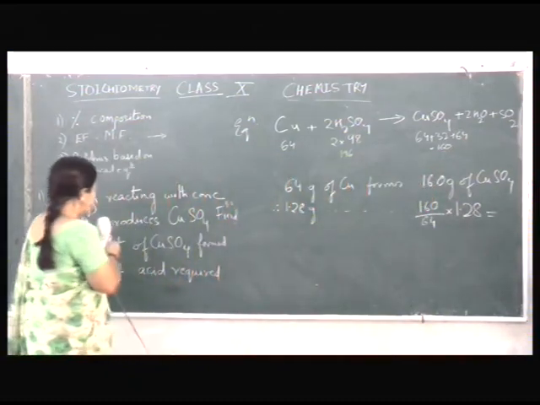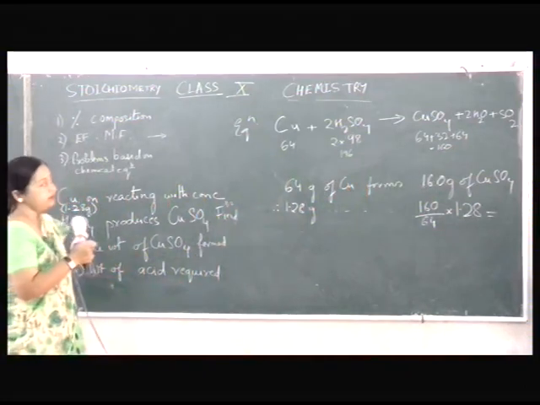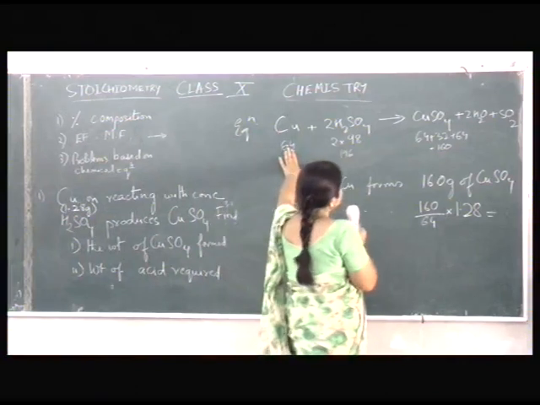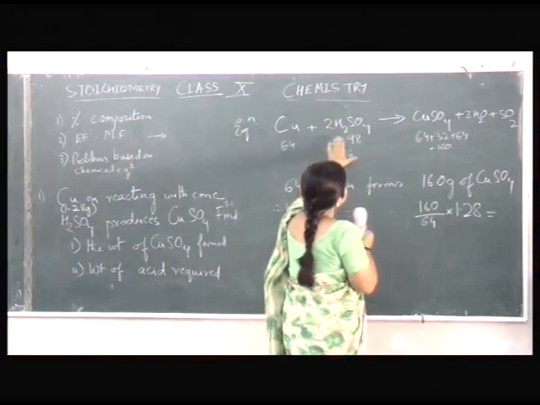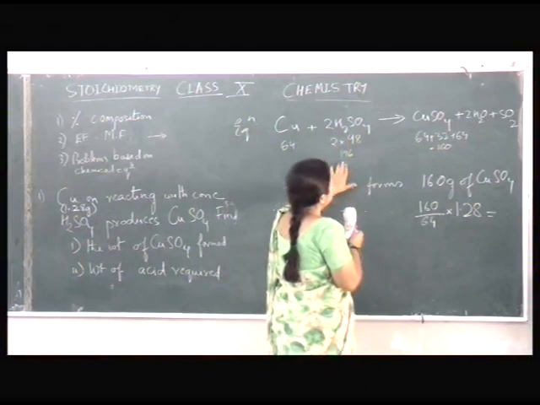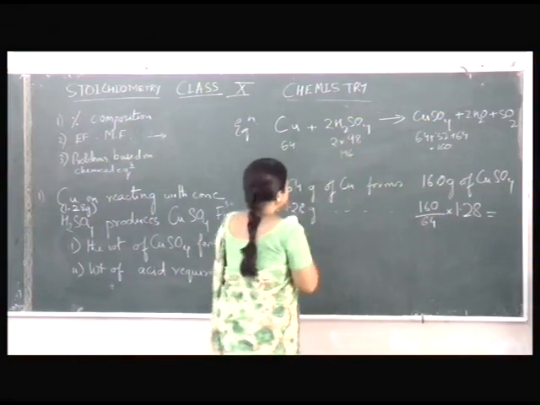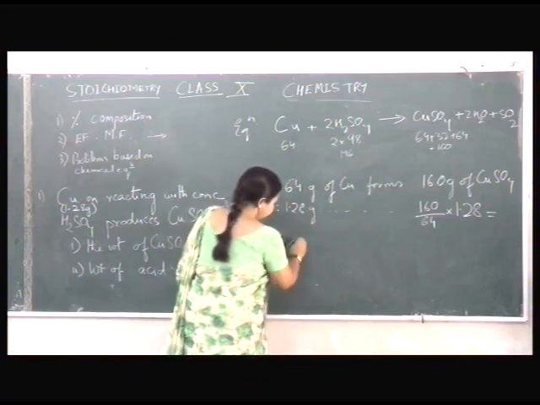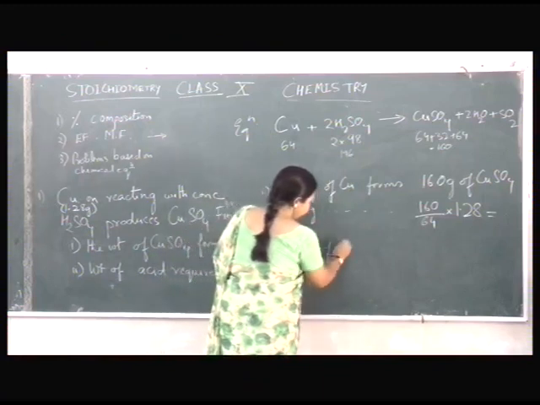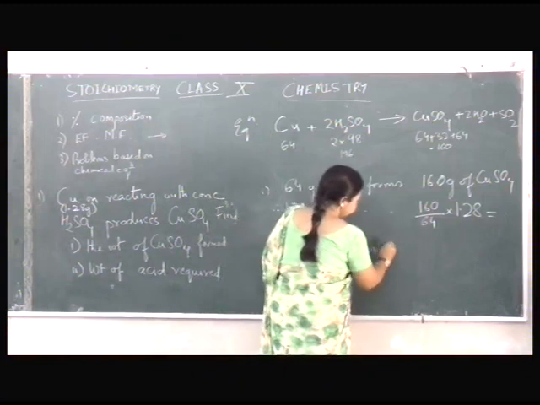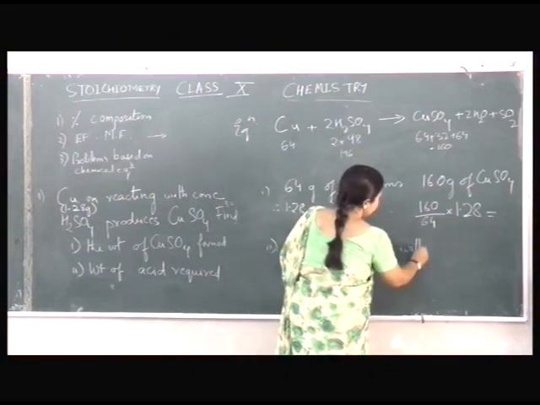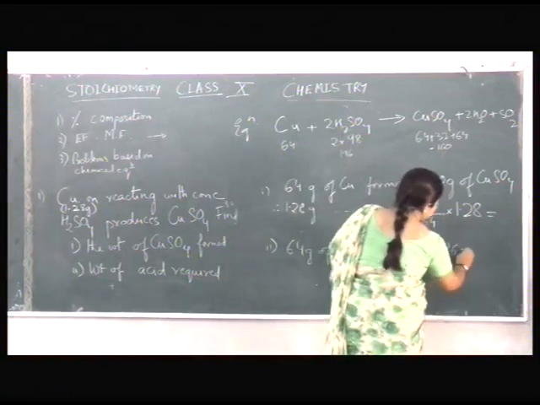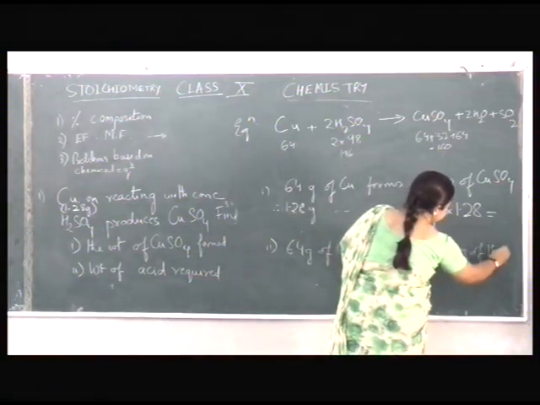Next question says the weight of acid required. Weight of acid. When 64 grams are reacting, then how much of H2SO4 is needed? 196. So this is the first part, second part: 64 grams of copper reacts with 196 grams of sulfuric acid.